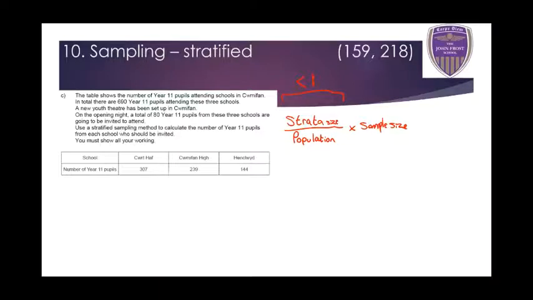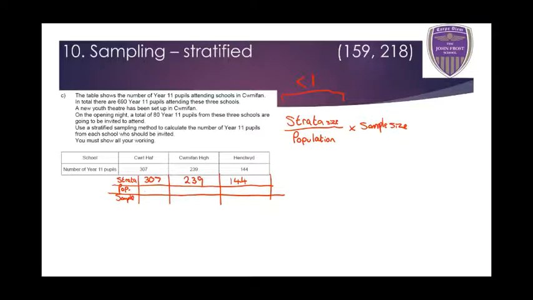Now let's have a look at these questions. So for Cumulative, let's think about what we need. We need the strata size, we need the population, and we need the sample size, okay? Now for a lot of these, this is all going to be the same information. The only thing that's going to be different is the strata sizes. So the strata for Cumulative is going to be 307 because there's 307 pupils in Cumulative. For Cumulative High, it's going to be 239. And in Henclwyd, the strata size will be 144 because there's 144 year 11 pupils in Henclwyd.